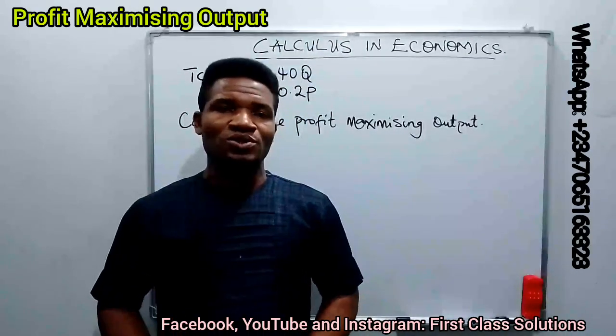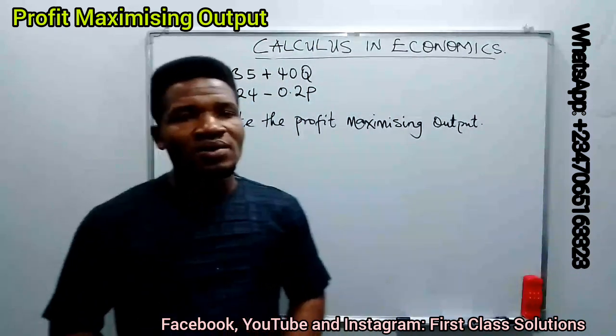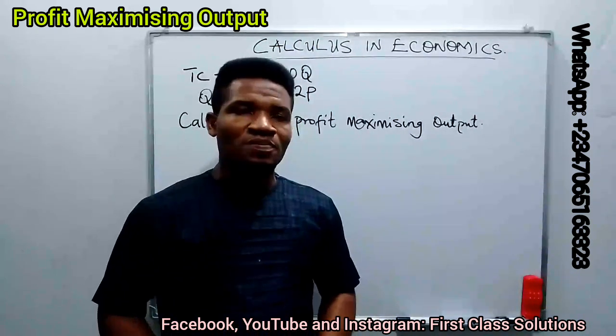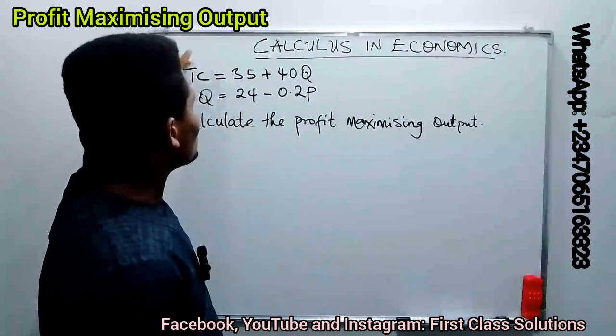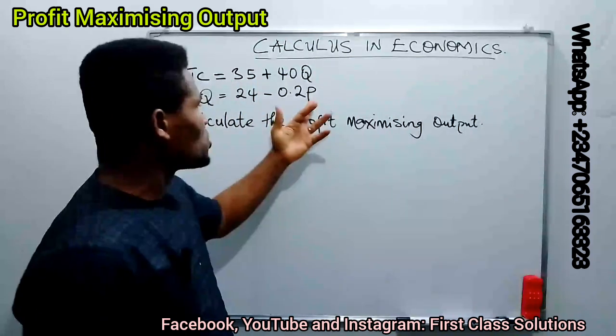Today we're providing solutions to this problem we have on the board. This is a calculus problem that wants us to calculate the profit maximizing output of a firm that has this total cost function and this demand curve. The demand curve here is a function of price.